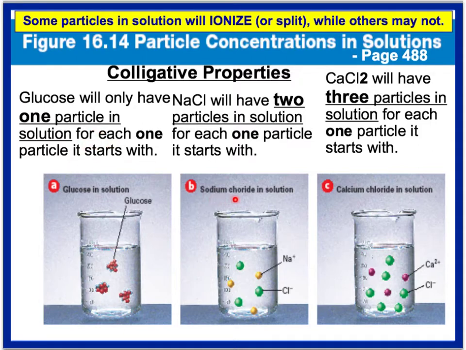On the other hand, if we take sodium chloride, or table salt, we know that when we add that to water, we end up with sodium ions and chloride ions. So now we have two particles in solution for every one that we start with. And sometimes we can have even more. For example, calcium chloride has three particles in solution for each one that it starts with. We're going to have the calcium and then two chloride ions in solution.